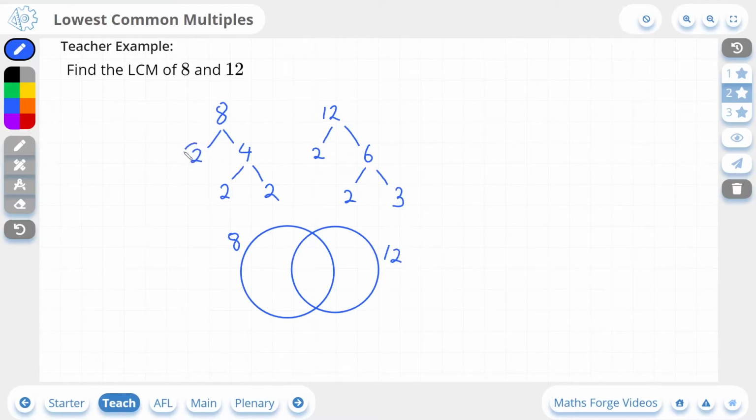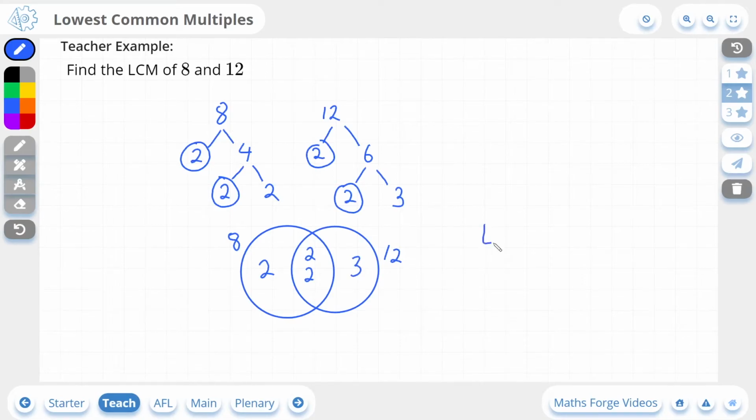So I can see that they share a 2 as a prime factor. So I'm going to write this one here. They share another 2 as a prime factor. So I'm going to write that down here again. And now there's one remaining 2 left with the 8, but it's not shared with any further prime factors in the 12. So I'm just going to write this down next to the 8 here. And for 12, it has a prime factor of 3 that's not shared with any of the prime factors for 8. So I'm going to write this down here.